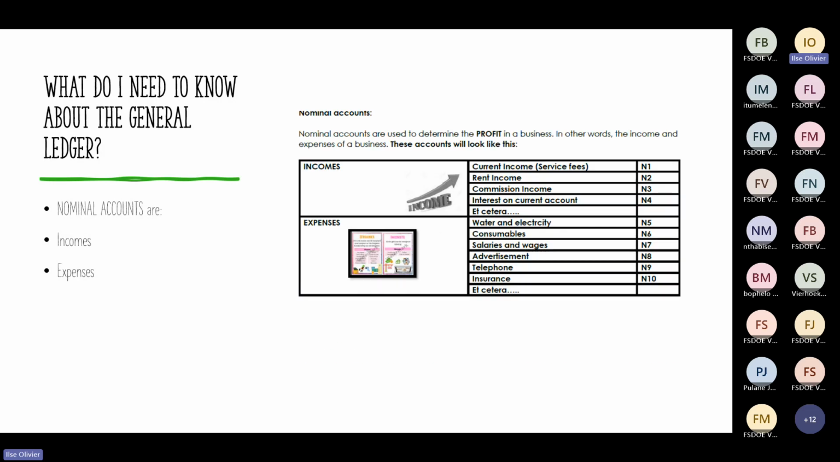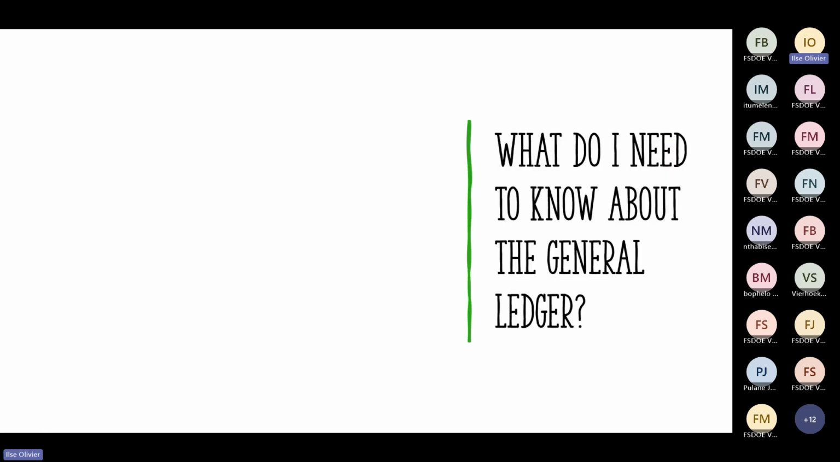What else? Nominal accounts will be your incomes and your expenses. That means your incomes are your current income, rent income, commission income, and interest on current account, and whatever other incomes you can think of. And then you will have your expenses, that is water and electricity, consumables, salaries, advertising, telephone, insurance, or whatever else you can think of. So, what else do we need to know?